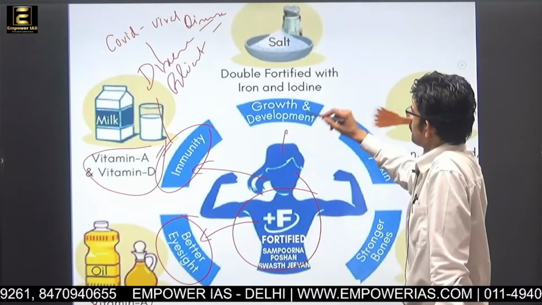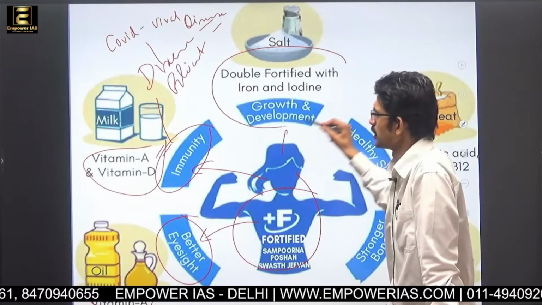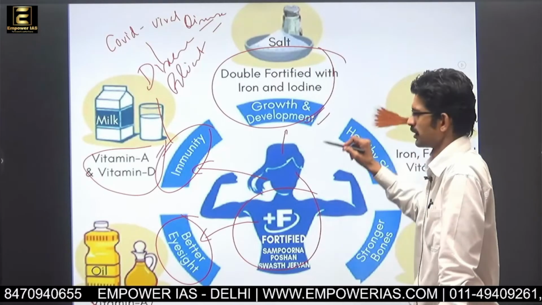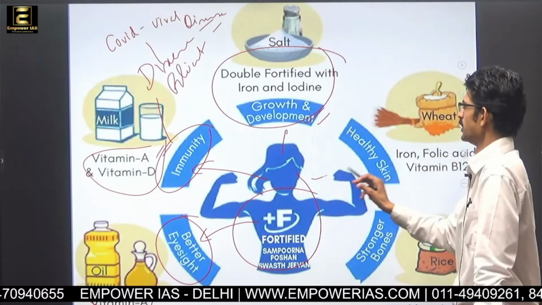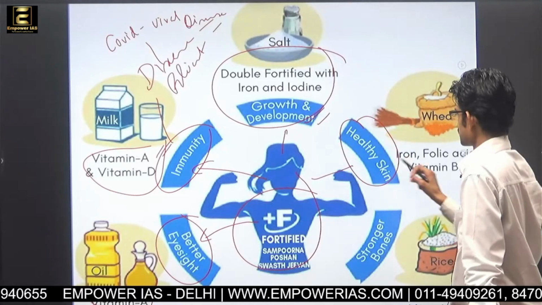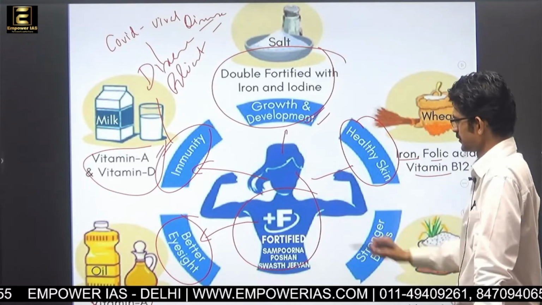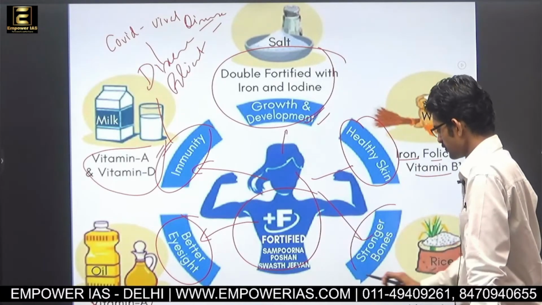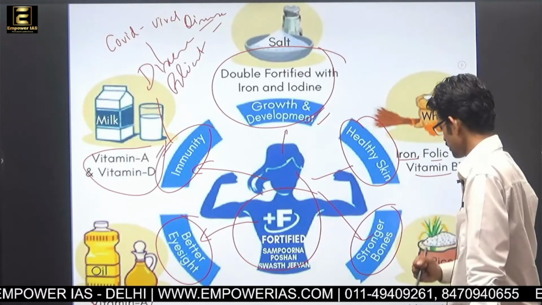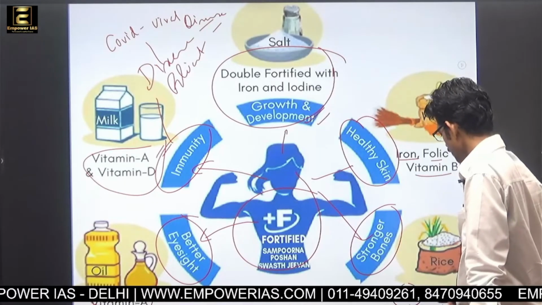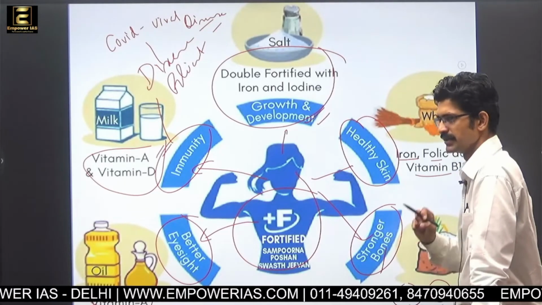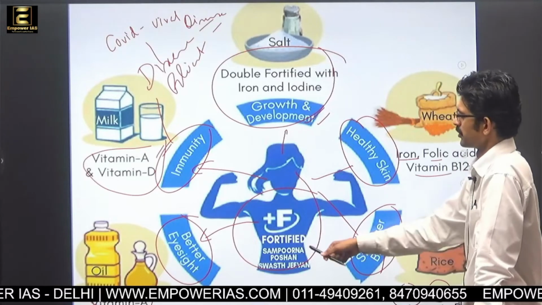Then there is double fortification with iron and iodine, which goes for development and growth. Then there is healthy skin, आपकी त्वचा अच्छी रहती है when there are iron, folic acid, and vitamin B12. Then there are stronger bones; your bones become stronger with the help of iron, folic acid, vitamin B and C that are part of food fortification.